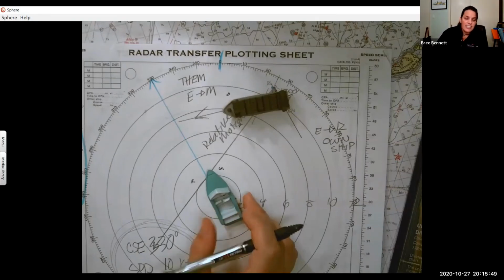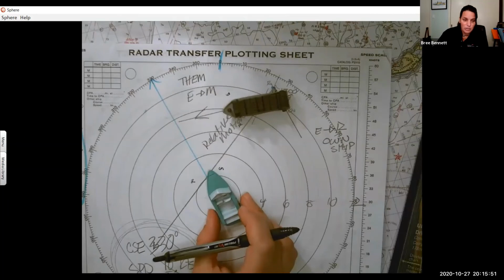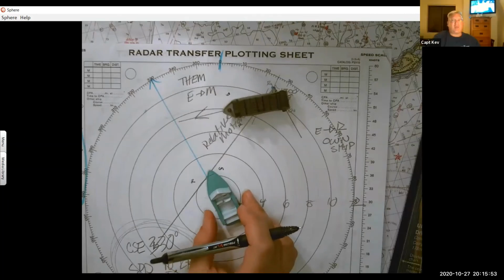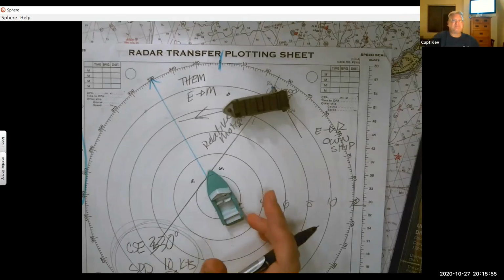How do you guys learn it? Help me put it in ways that you guys will understand. Give way vessel. Give way, stand on? Okay.